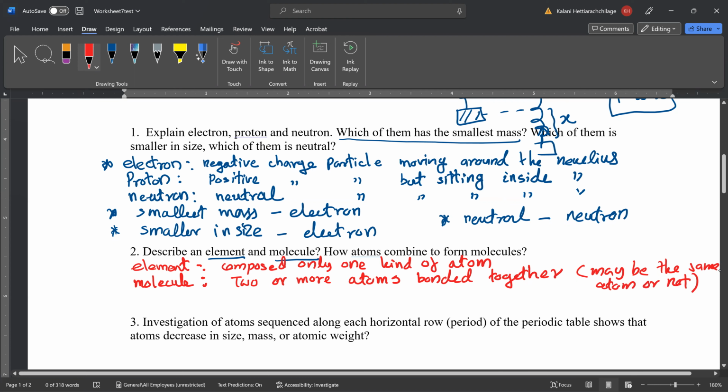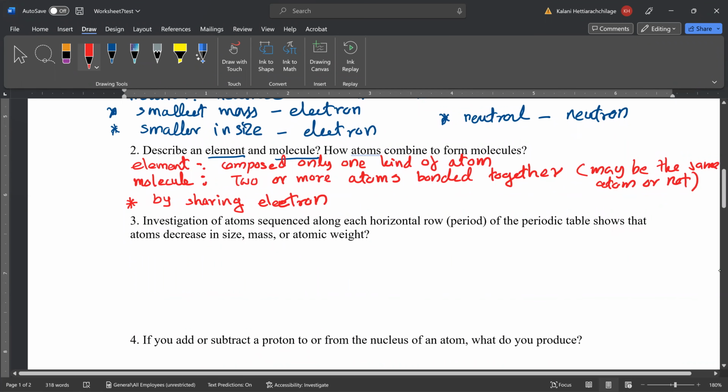Okay. And how do atoms combine to form molecules? So what do you think? Atoms combine to make molecules by sharing electrons. Okay, that's how they bond. Okay, number 3.